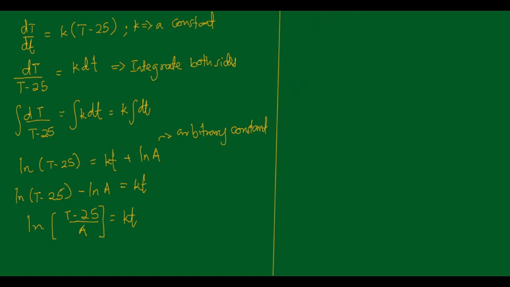So using laws of logarithm, we now know that (T minus 25) divided by A will be equal to e raised to the power of kt, and T minus 25, on cross multiplication, will be equal to A e raised to the power of kt. T now becomes A e raised to the power of kt plus 25, and we've successfully gotten the equation that describes the temperature of the body, the general solution.